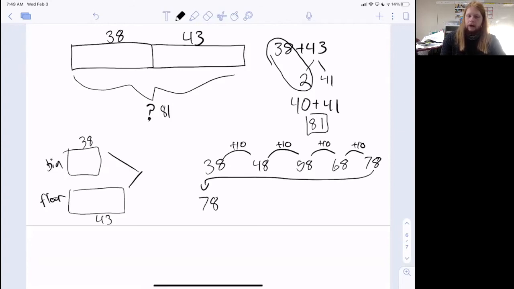And do we have to add anything else to it? Yes, we need to add the ones. So I'm going to add my 3 ones. So I have 1, 2, and 3. So let's count up by 1. 78 plus 1 is 79. 79 plus 1 is 80. 80 plus 1 is 81. And then we get 81. All right. So there's also ways to do this with subtraction, but that'll be for a little later lesson.